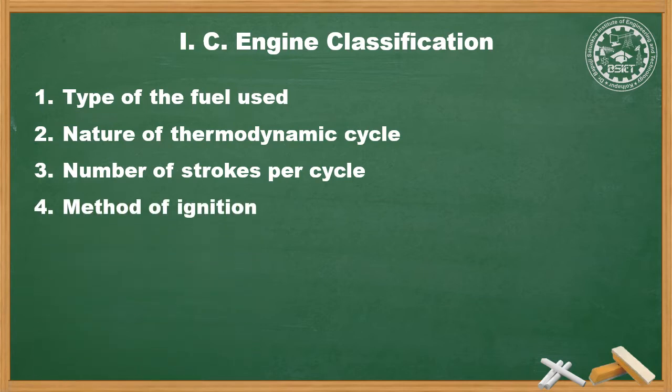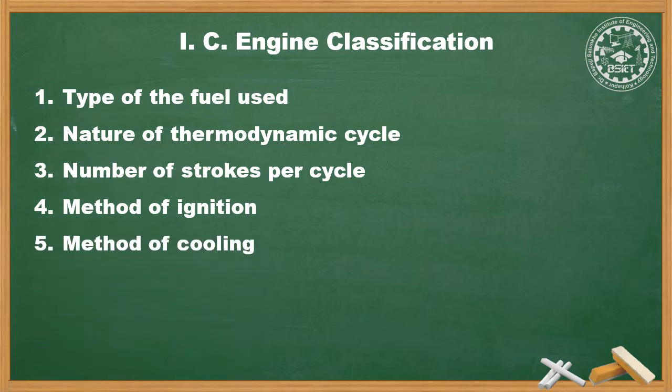Fourth, method of ignition. Based on method of ignition, IC engines are classified in day-to-day use. There are two types of engine based on method of ignition. Number 1 is SI, that is spark ignition engine, which is also called as petrol engine, and number 2 is CI, that is compression ignition engine, which is also known as diesel engine.